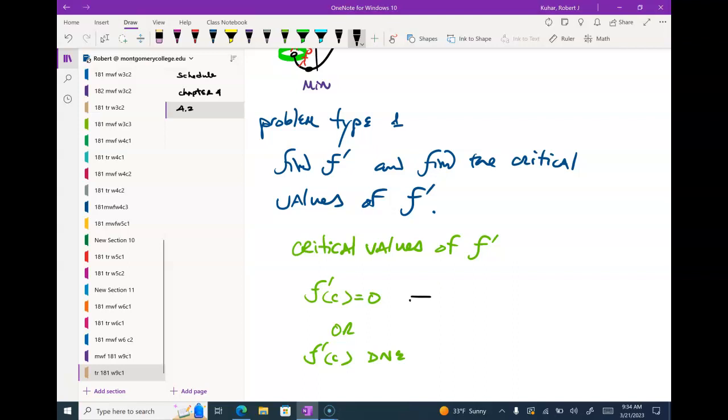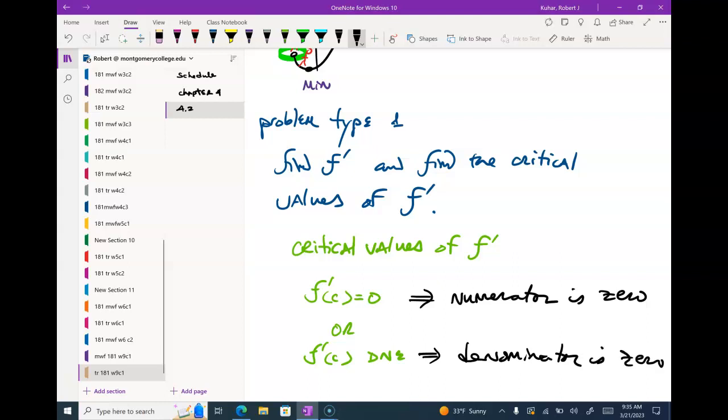This turns into when the numerator is 0, and this one turns into when the denominator is 0, meaning of my derivative, right? So that's why we're factoring so much, because if you factor it, it's easy to find zeros. You've been doing it since 8th grade, right?